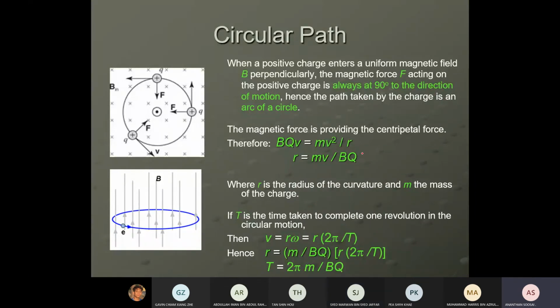So BQV equals mV squared over R, a very important formula you need to remember. From here, we can find the period and everything. The bottom one you don't need to remember. Remember the radius only.